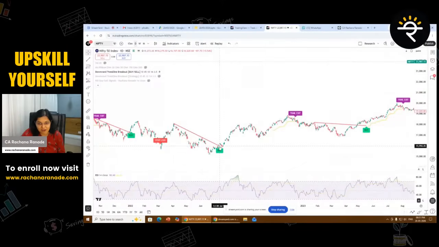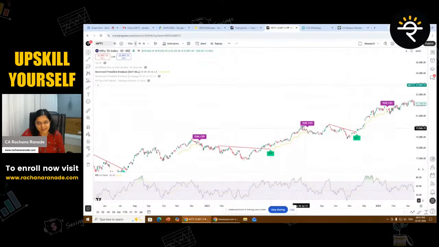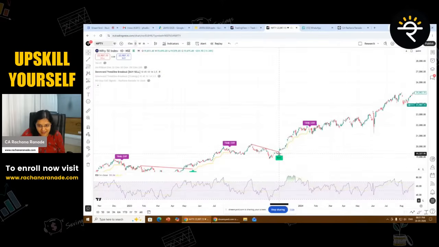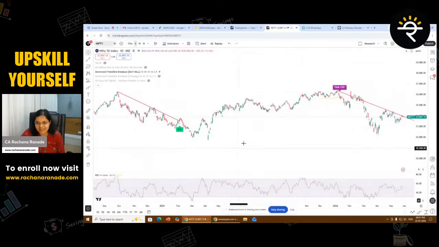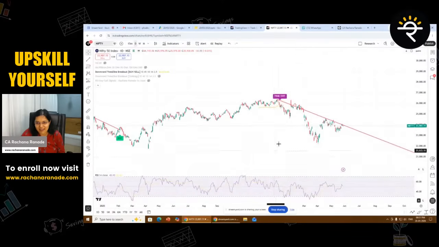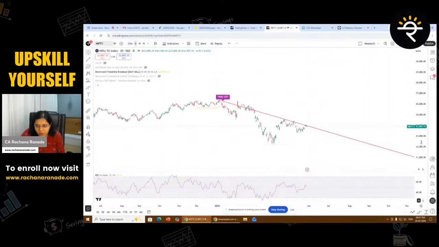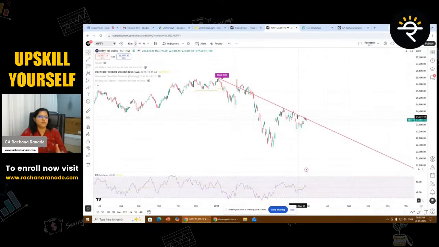Then again a buy here and a trail exit here. Then again a buy here, a trail exit here. Buy here, trail exit here. A buy here, a trail exit. And a downward sloping trend line has again been generated, but no buy signal because it has not yet been broken out.